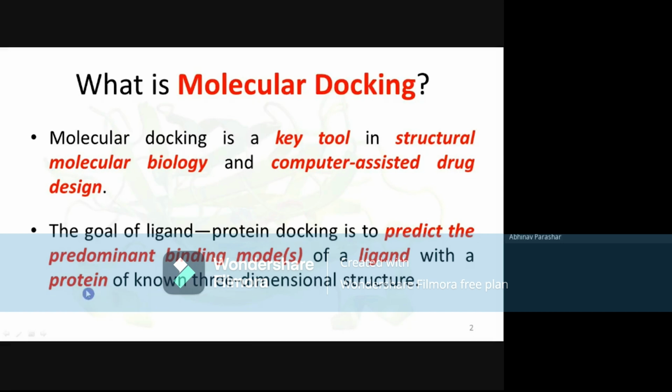Of course, you should know the three-dimensional structure of the protein. If you do not know it, you may try ab initio methods and simulate the structure, and then go for molecular docking. But usually we do not do that. We usually rely on the three-dimensional crystal structures, which are definitely much more reliable sources of information. So you know the three-dimensional structure of the protein, and you know which ligand you are trying to find out, which might interact with your protein. So we are trying to predict the predominant binding modes.